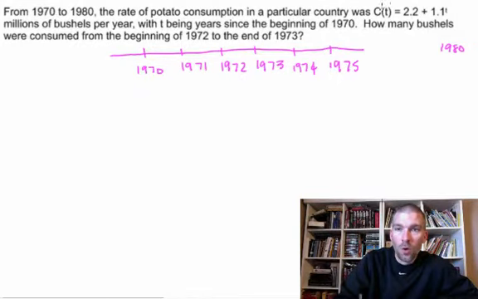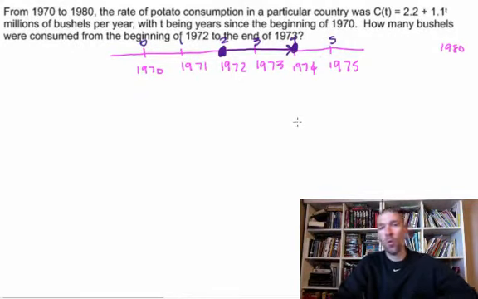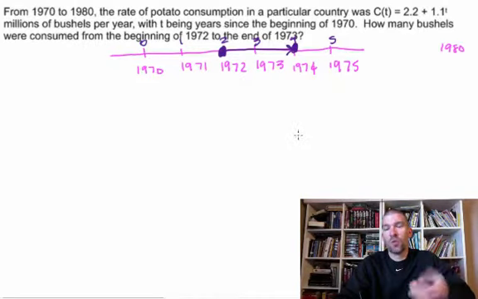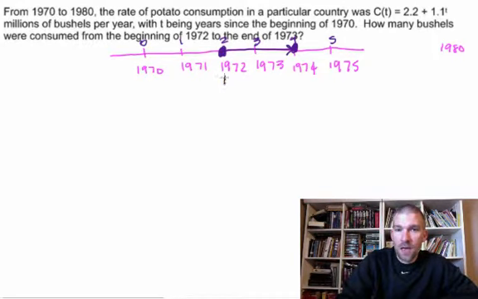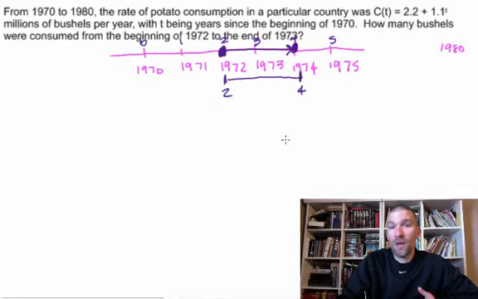Here's the thing. We're looking at how many bushels were consumed from the beginning of 1972 to the end of 1973. Okay, so if we label these as years, we would have 0, 1, 2, 3, 4, 5. So when we look at this, we're wanting to know how many bushels were consumed. How far did we get? And not only how far did we get from here to here, in other words, from year 2 to year 4. Well, we have a way to find that out.